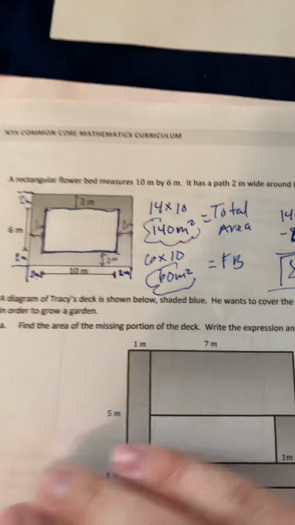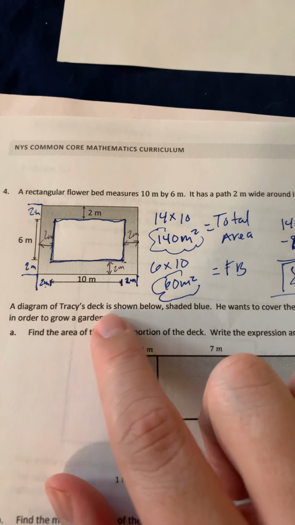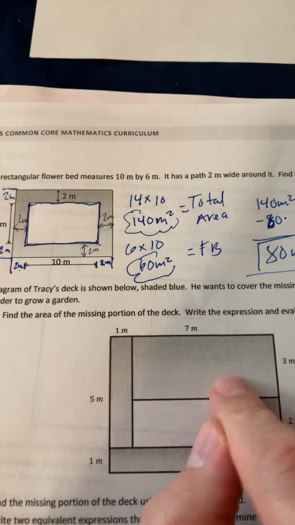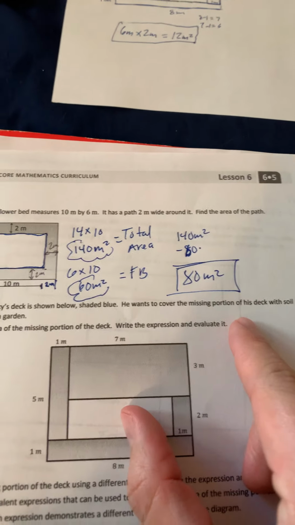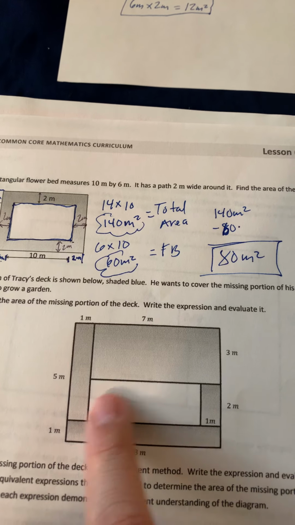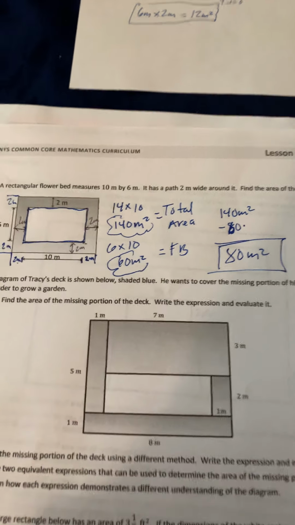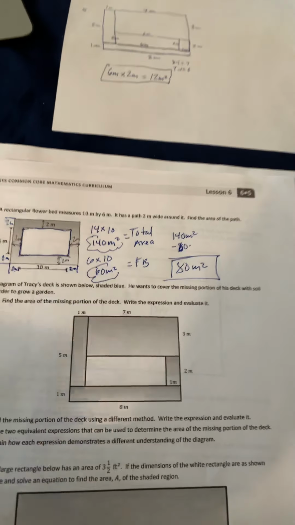All right. And I'm jumping to number 5. I told you guys to focus on A. Okay. And just focus on A. A diagram of Tracy's deck is shown below, shaded in blue, though here it looks gray. He wants to cover the missing portion of his deck with soil in order to grow the garden. So he wants to know how much, this is the area, to find out how much soil he needs. Find the area of the missing portion of the deck, and write the expression to evaluate it.